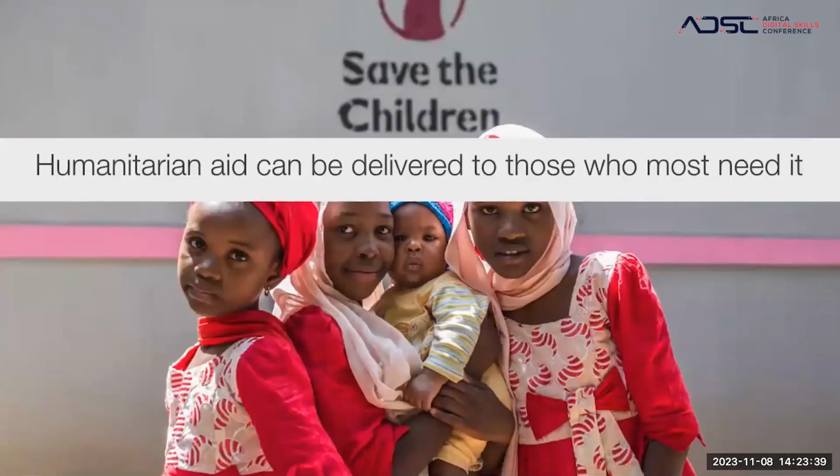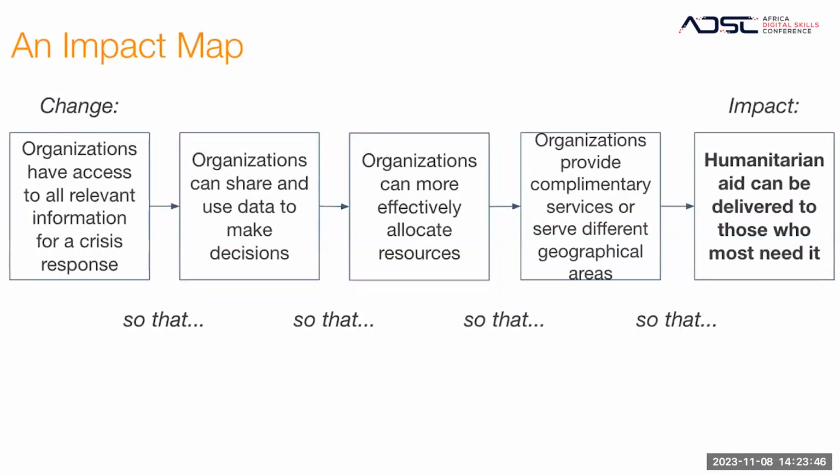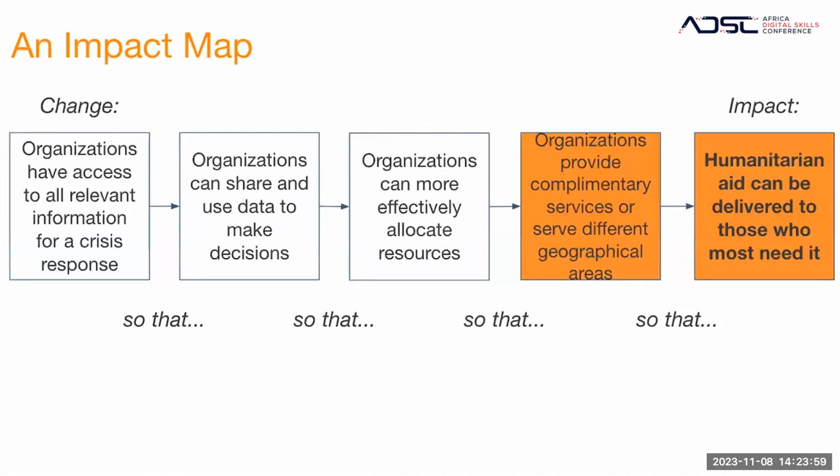Now we'll look at our other example with the desired impact of ensuring humanitarian aid gets to those who need it the most. You may notice that your theory of change has more elements than just one, and your bottleneck or challenge is further down the line. So here's an example of what that might look like. Many humanitarian organizations know that they can effectively get aid to those who need it the most if they're able to provide complementary services or serve different areas geographically rather than duplicating efforts.